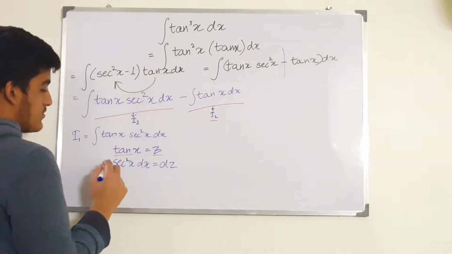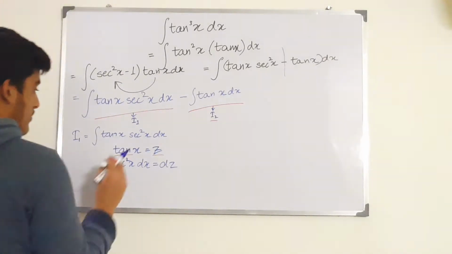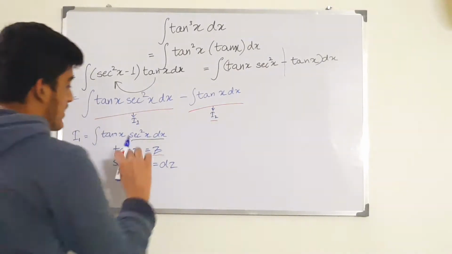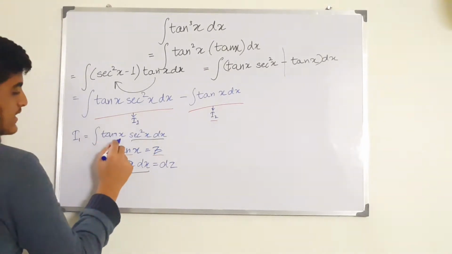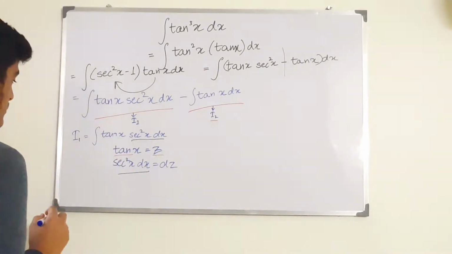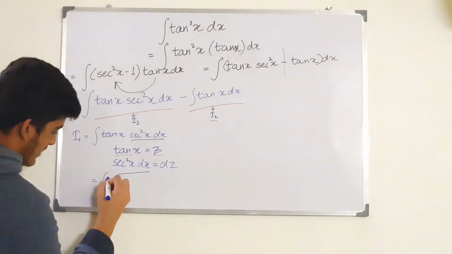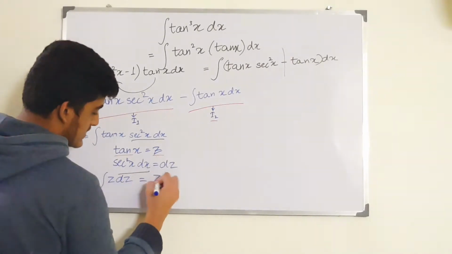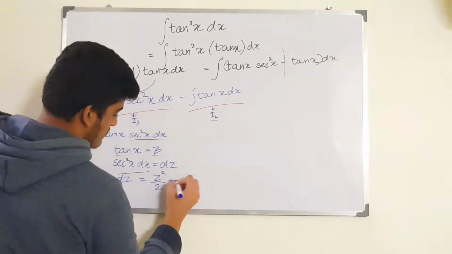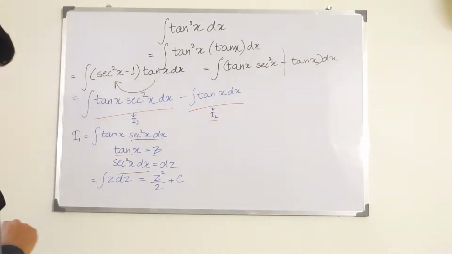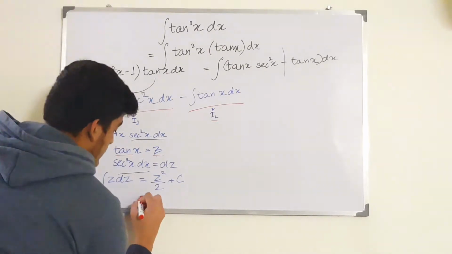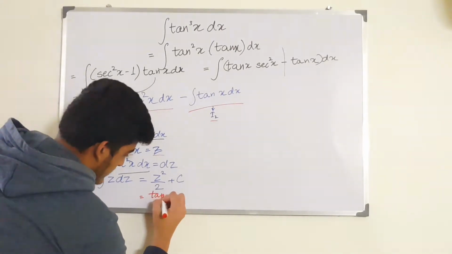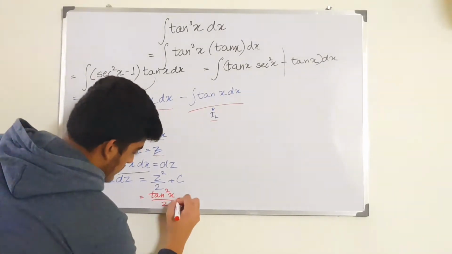So we can substitute, so we have sec square x dx over here as well. We can just substitute sec square x dx with dz and tan x with z, which gives us z dz, and the answer to this is simply z squared by 2 plus c. We put back tan x and we have tan square x divided by 2 plus c.